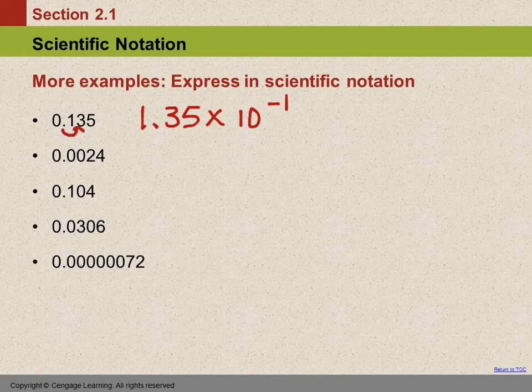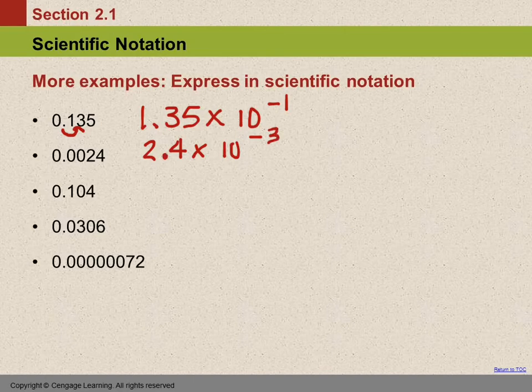That's moving it one place. So that's why the exponent is 1. The exponent is negative because that's a small number. It's less than 1. How about 0.0024? 2.4 times 10 to the negative 3.